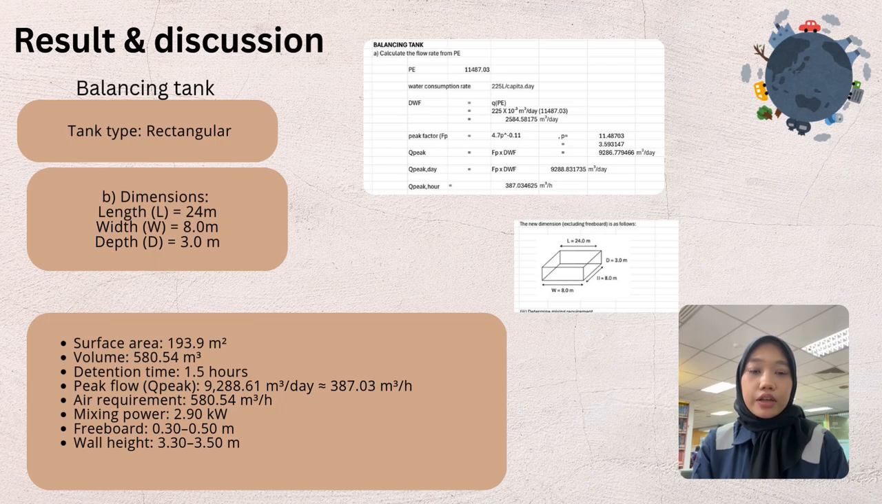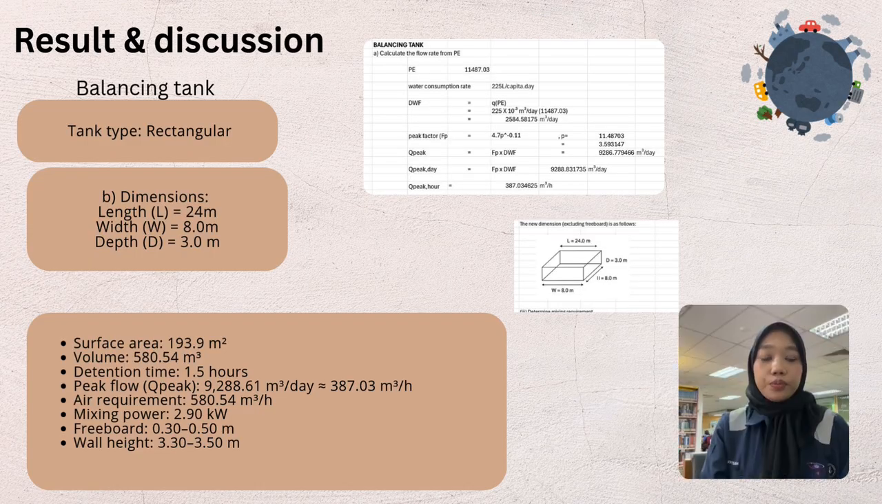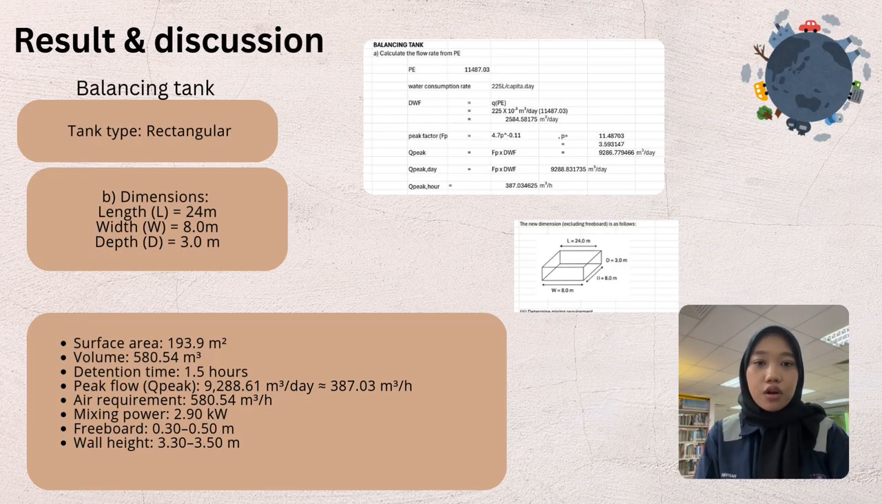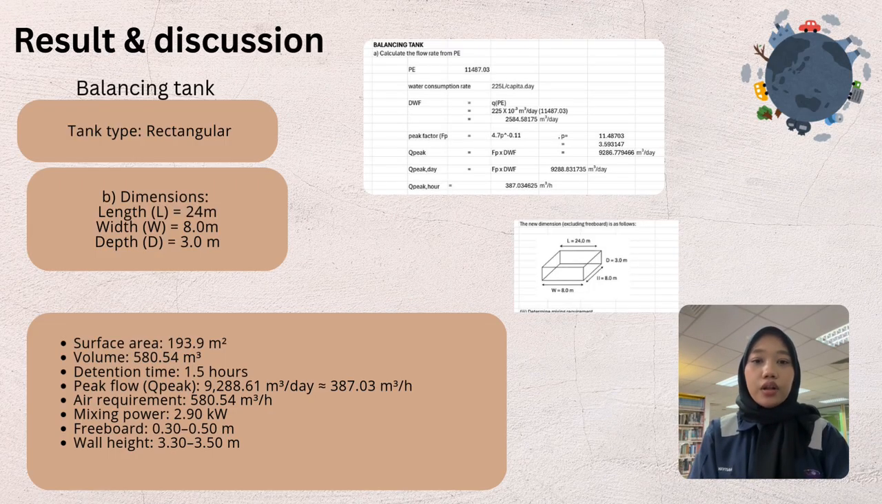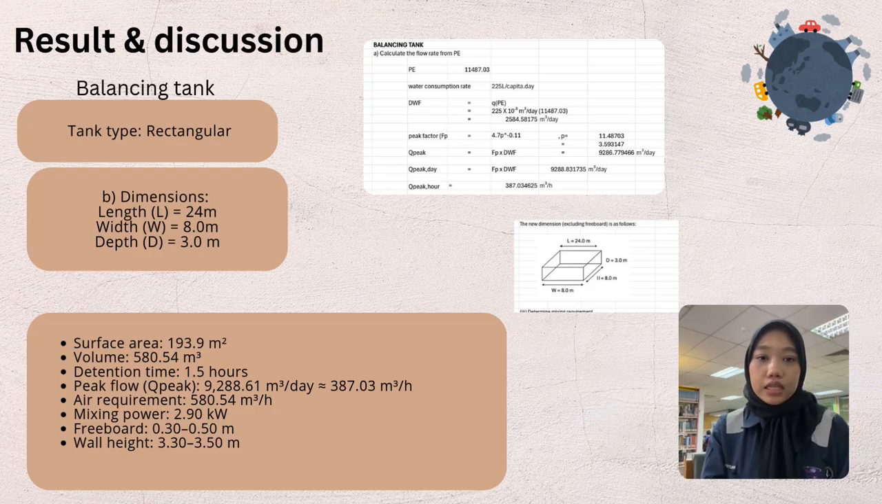This detention time is within the recommended range for a balancing tank, allowing sufficient time to dampen peak flow fluctuations without causing excessive solid settling. To prevent sedimentation and ensure homogeneous mixing, continuous aeration and mixing were provided. The air requirement of 580.54 cubic meters per hour ensures adequate circulation within the tank. Freeboard of 0.30 to 0.50 m was included to accommodate water level fluctuation, while the calculated mixing power of 2.90 kilowatts is sufficient to maintain solids in suspension and avoid dead zones. Consequently, the total wall height was designed between 3.30 and 3.50 meters. The balancing tank design effectively achieves flow equalization, improves operational stability of downstream units, and enhances the overall performance of the wastewater treatment.